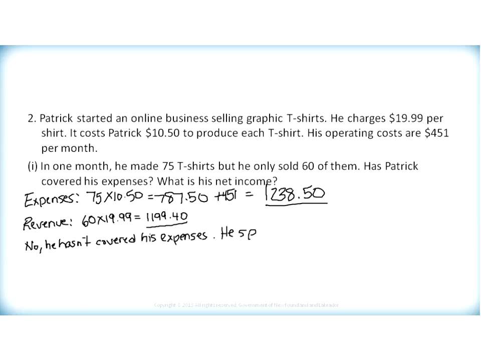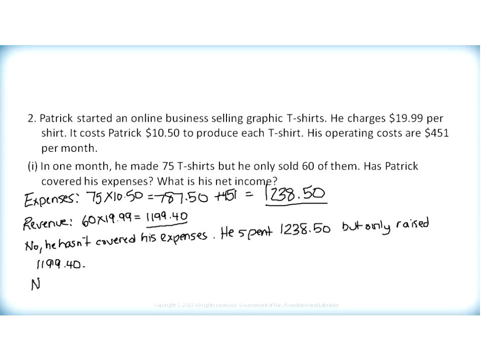He spent $1,238.50 for that month, but only raised $1,199.40. So the last question is, what is his net income?